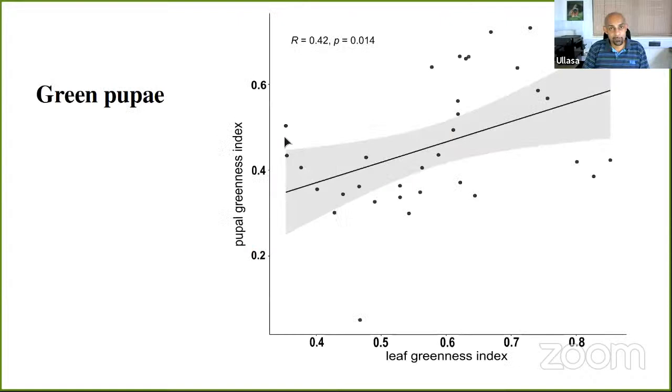What is more interesting is that in this butterfly, they seem to be able to sense how green a leaf is. So here each one represents a pupa that is formed on the leaves. On the x-axis, you have the greenness index for the leaf. On the y-axis, you have the greenness index of the pupa. There is a lot of scatter, but you see a general trend. As the leaves are more green, the pupae that are formed on them are also more green. It's not a very strong relationship, but still, what this tells you is that the butterflies are able to detect somehow how green a leaf is, and depending on that, they're able to modulate their own pupal color.